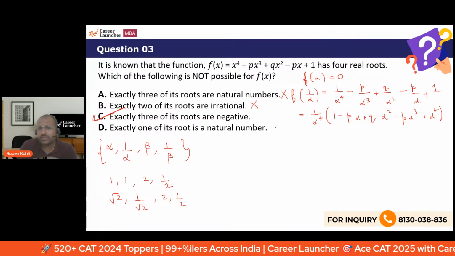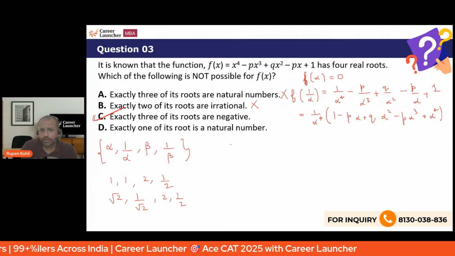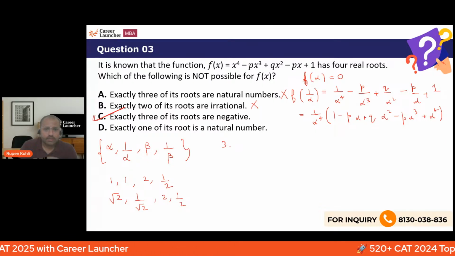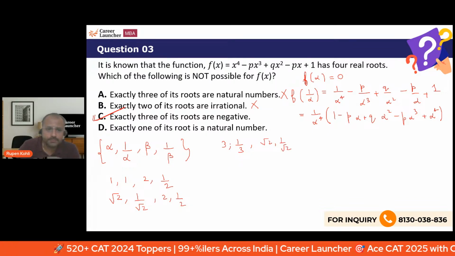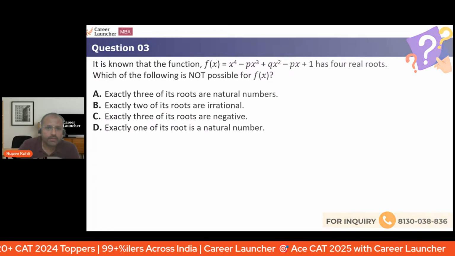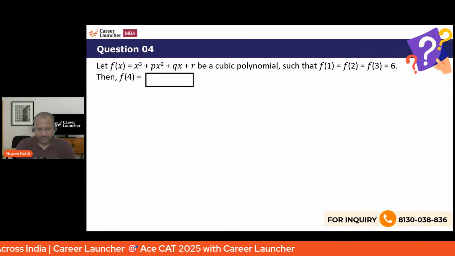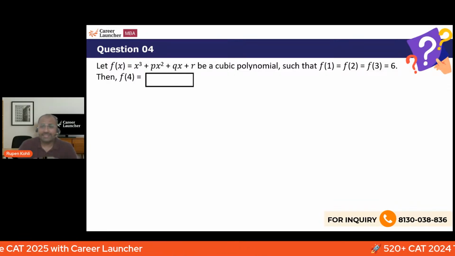Exactly 1 of its roots is a natural number. Yes, that is also possible, right? For example, let's say we have 3 and 1 by 3, right? And let's say root 2 and 1 by root 2. So only one root is a natural number, quite possible. All right. So I hope this is interesting.